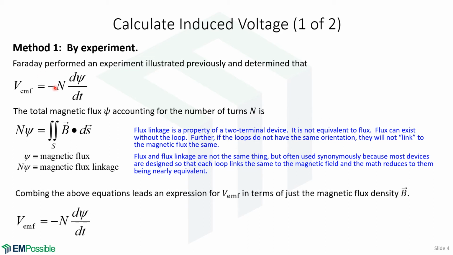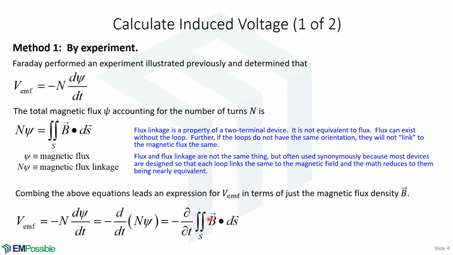Now, copying this top equation, we would like to somehow come up with an N times psi in this equation. So what we can do is move this N into the derivative. Now we have the negative time rate of change of N times psi. This is the flux linkage, and we have an expression for that. It's the surface integral of the magnetic flux. So we can simply replace N times psi with that surface integral. And then the last thing we'll do is bring this time derivative into the integral and associate it with the magnetic flux density.